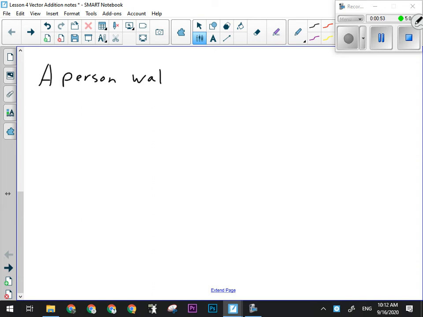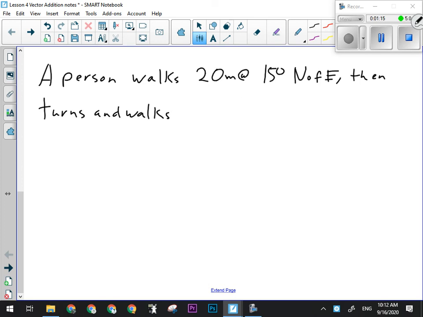A person walks, let's say, 20 meters at 15 degrees north of east, then turns and walks, let's say, 15 meters at 40 degrees south of east. What is their total displacement?